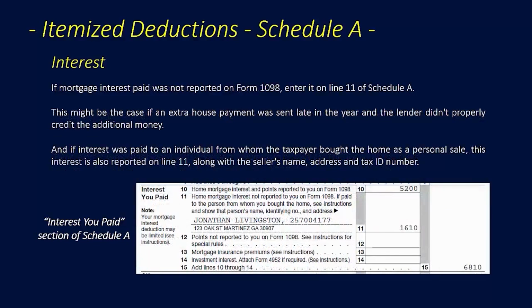If mortgage interest paid was not reported on a Form 1098, enter it on line 11 of the Schedule A. This might be the case if an extra house payment was sent late in the year and the lender did not properly credit the additional payment. And if interest was paid to an individual from whom the taxpayer bought the home as a personal sale, this interest is also reported on line 11, along with the seller's name, address, and tax ID number.